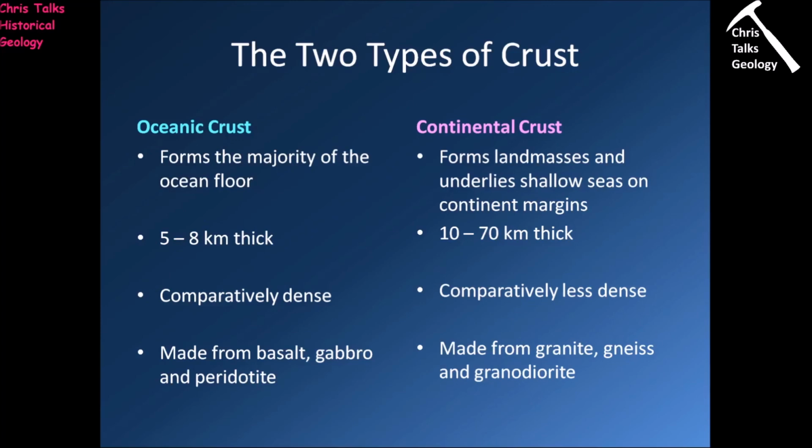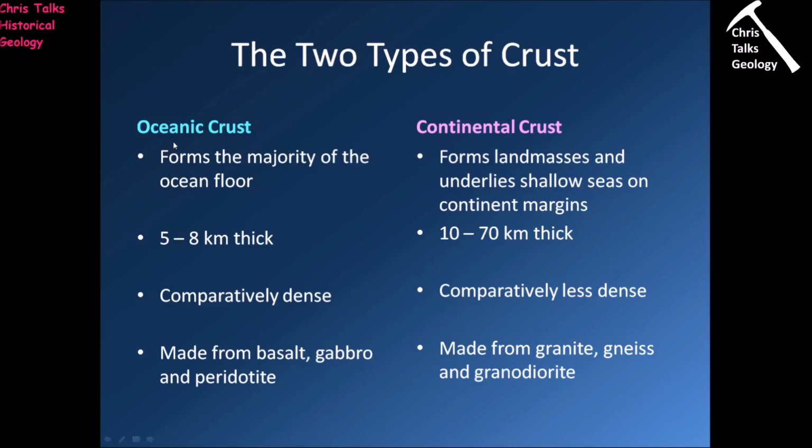So we know there are two types of crust. There's oceanic crust and continental crust. Obviously the oceanic crust makes up the majority of the seafloor. The continental crust, shock horror, makes up the majority of land masses, and of course it also underlies the shallow seas along the coast, the portion which we refer to as the continental shelf. So oceanic crust, seafloor; continental crust, the land masses and the continental shelf.